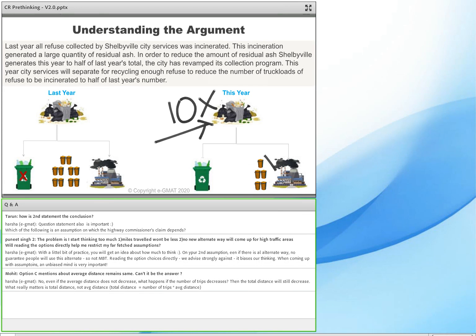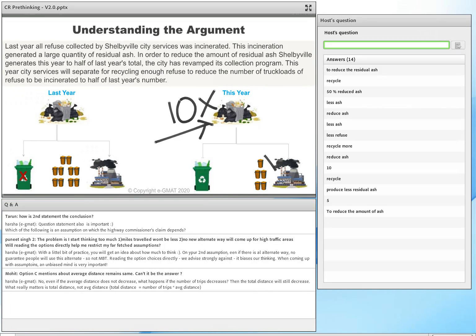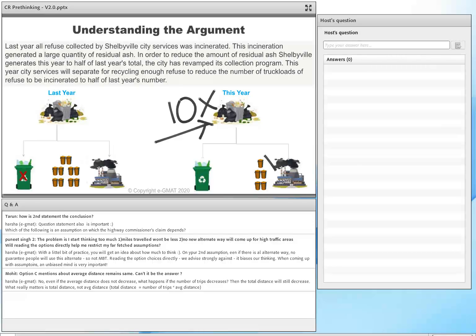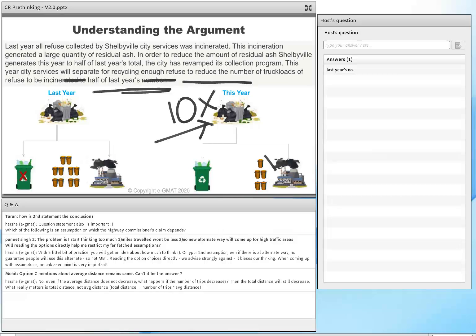And this is where the beauty of language comes in. This is such a beautiful official question. The logic is simple. The language is so beautiful. This year, city services will separate for recycling enough refuse to reduce the number of truckloads to be incinerated to half of last year's number. What this is saying is, regardless of the amount of refuse you collect, I am only going to send half as many trucks as I sent last year. So if I sent 10 trucks last year, this year, I'm going to give you 5 trucks, regardless of the refuse.